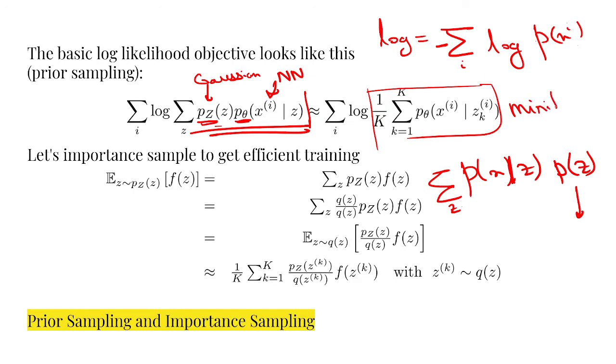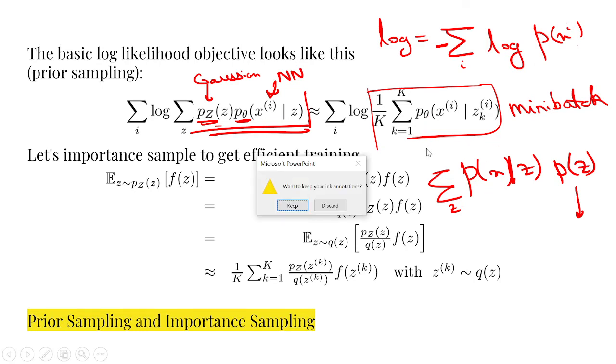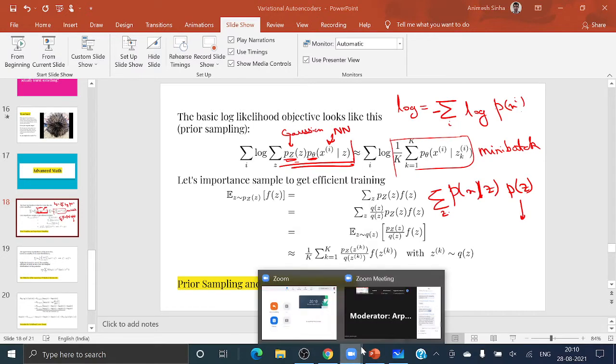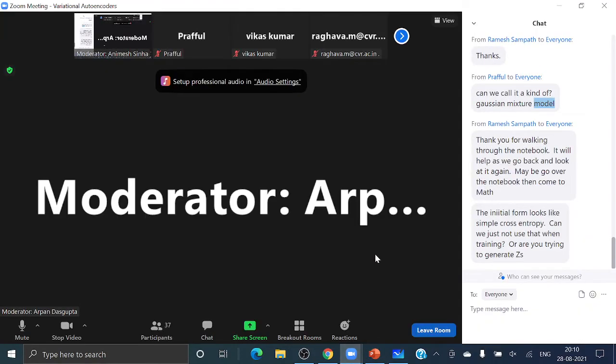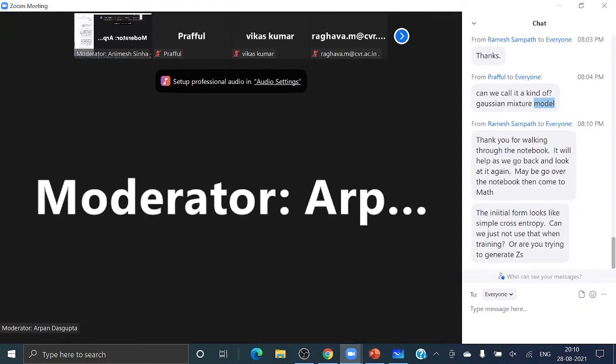You just sample a small batch and you average the loss over that batch. So you average the negative log likelihood over that batch. Am I making sense till now? Yeah. The initial form still looks like cross entropy. Can we not just use that?